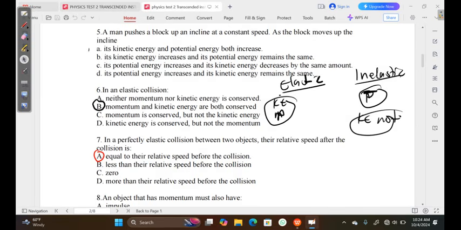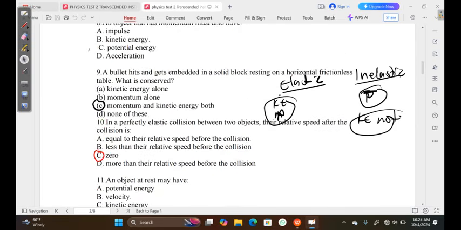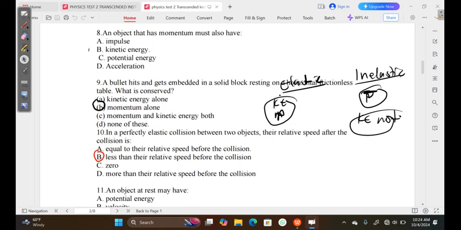Okay, so we can go to question 8. Okay, we go to question 8, but allow me to get rid of this.